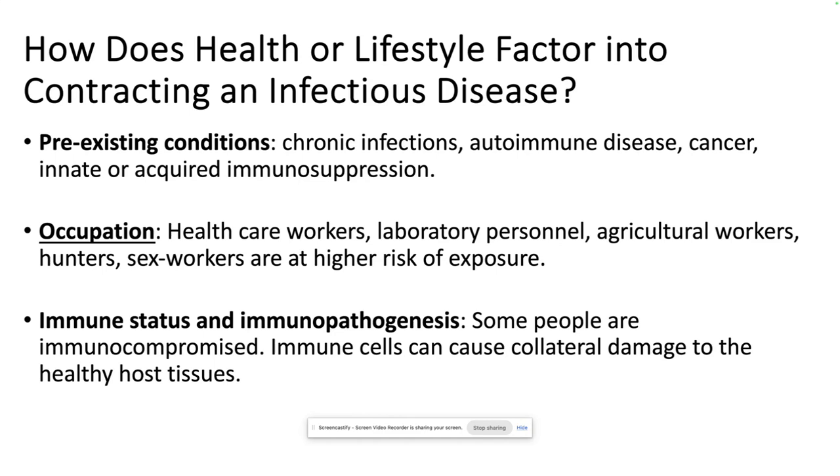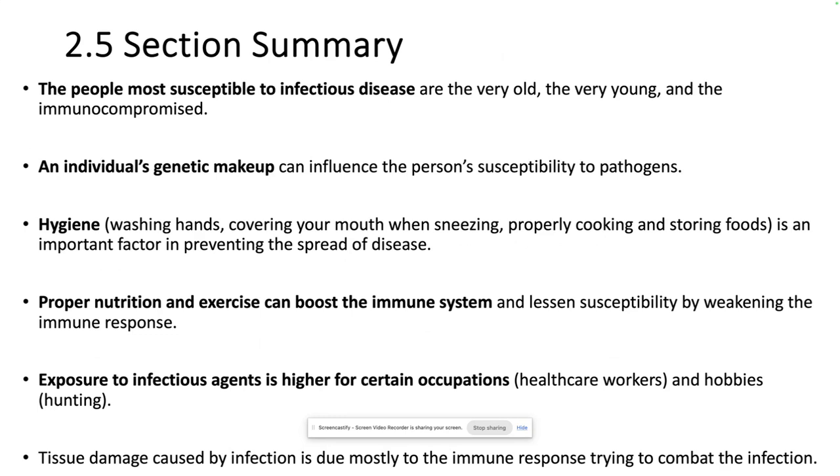Okay, so your immune status and immunopathogenesis. Okay, so how your immune system fights disease. A lot of people are immunocompromised. Okay, and because they're immunocompromised, their immune system can actually cause more damage in the healthy tissues, which leads to an increased susceptibility to infectious disease and getting those diseases.